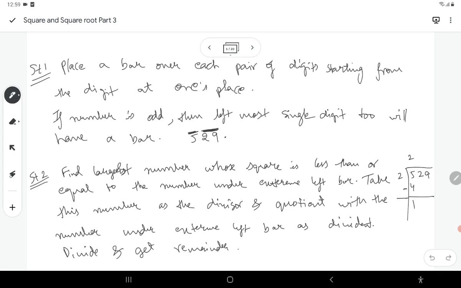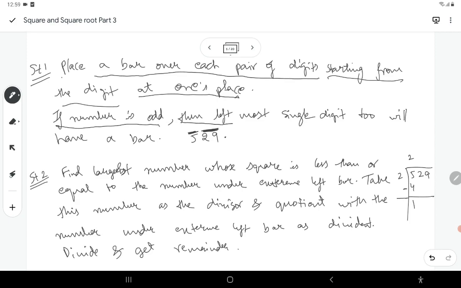So we have taken the number 529 and we have to find its square root. The first step says place a bar over each pair of digits starting from the digit at the ones place. If the number is odd, then the leftmost single digit will have a bar. For example, in our case 529 is odd. So from the unit place we select a pair, that is 29, and one digit is left, that is 5, and that we put under another bar.